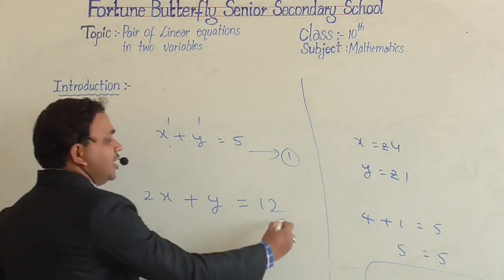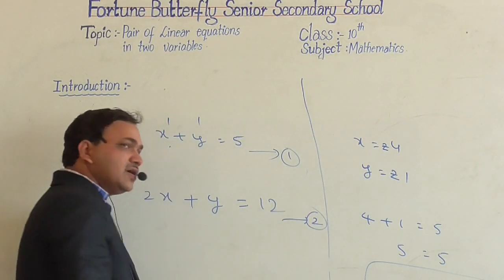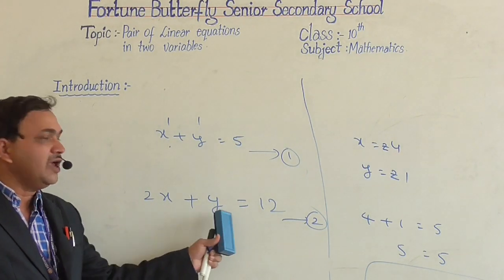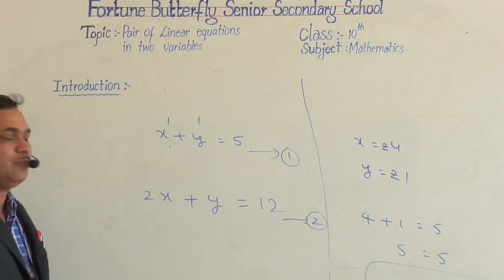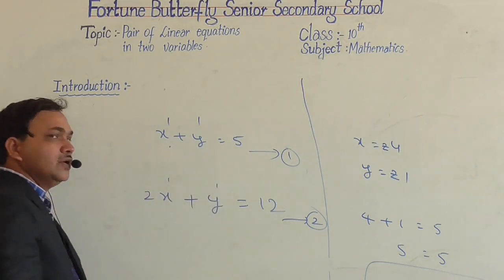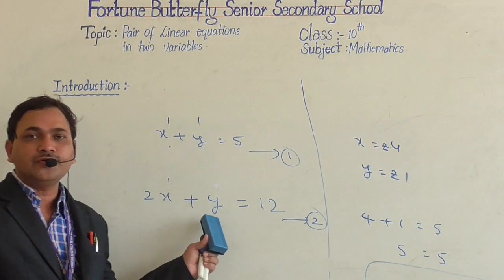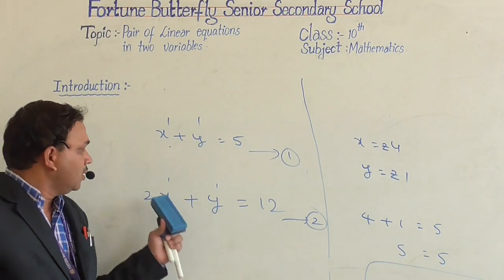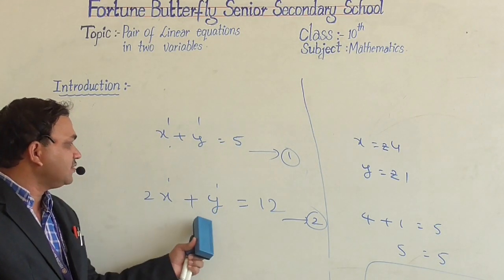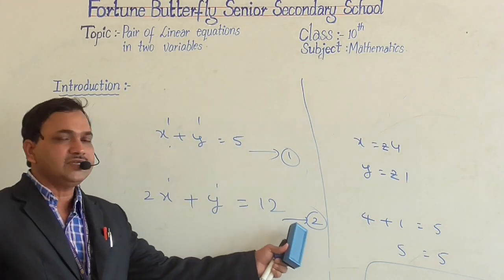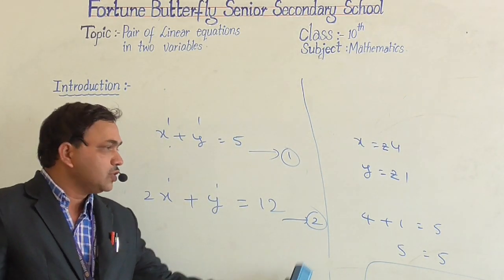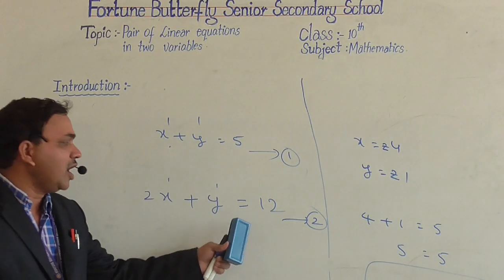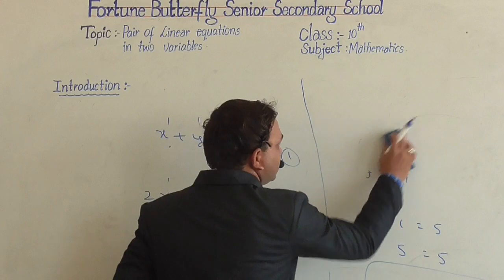This is equation number 2. Why? Because here also there are the x variable and the y variable, and if the power is not written, the power value is always 1. So it is a pair of linear equations, because 2x to the power of 1 plus y to the power of 1 is equal to 12. This is equation number 2. What do you observe in equation number 1 and equation number 2? First, let us consider equation number 1.